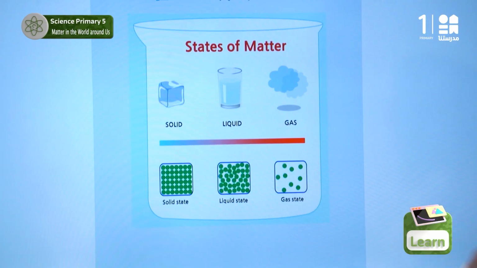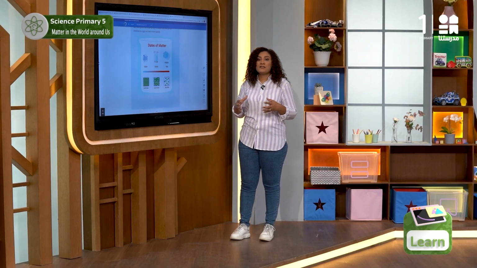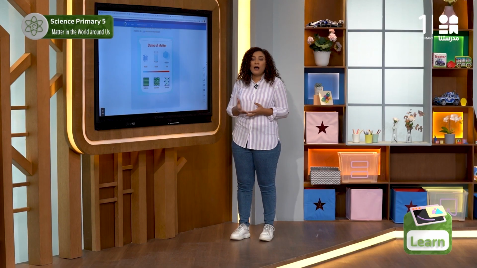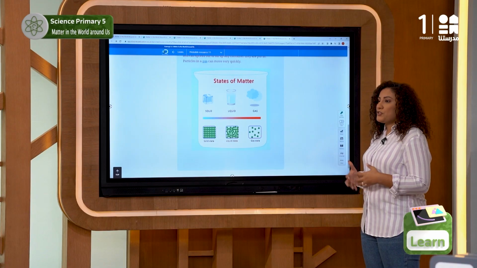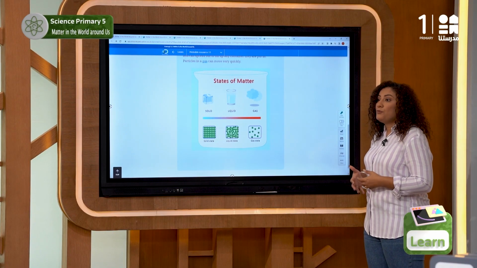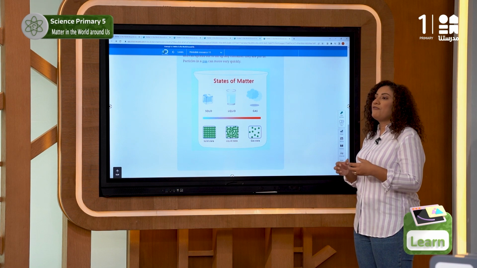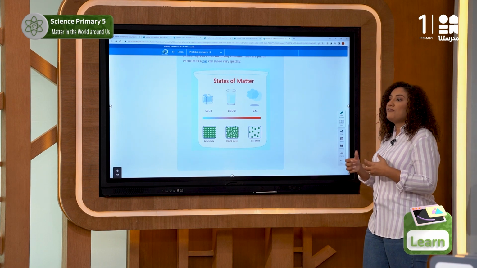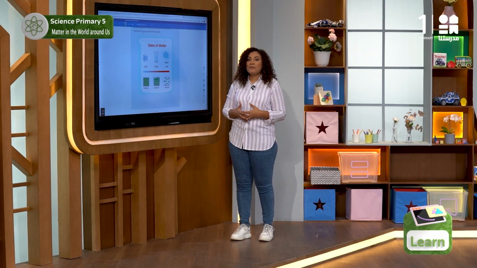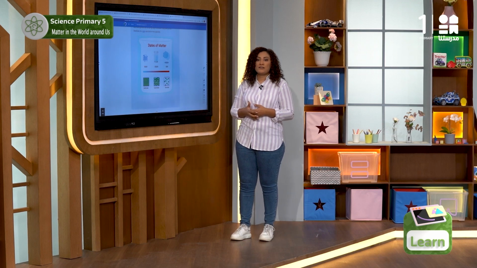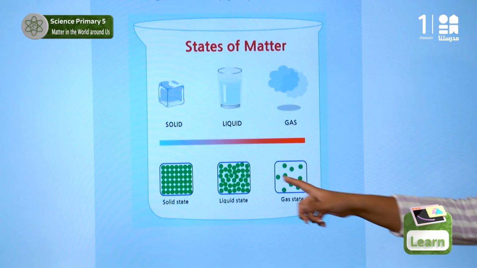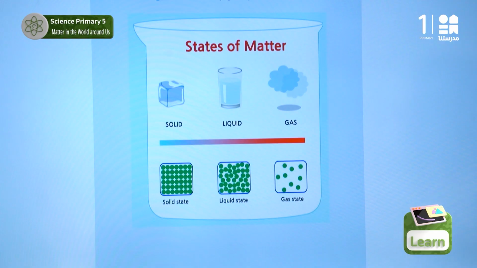In the liquid state, the space between particles is wider. How will this affect them? This will make them flexible to move and take the shape of their container because of the distance. Their movement is faster than the solid particles, as you can see in the image.